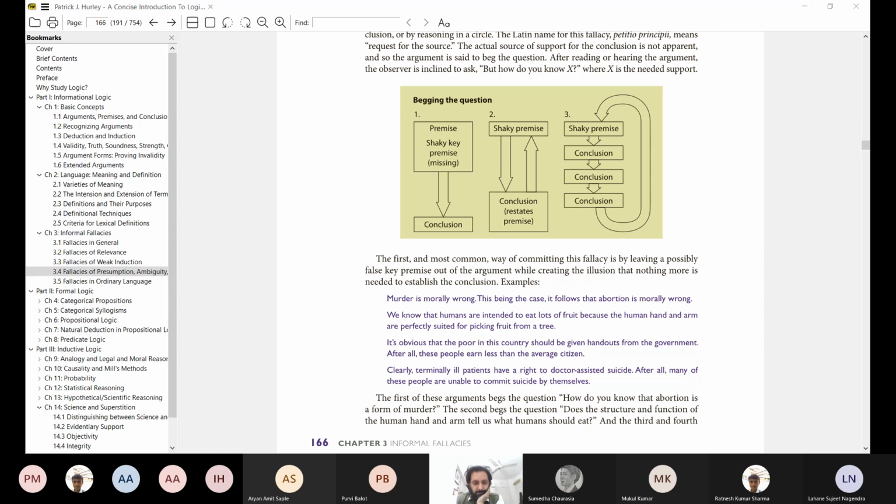Let's go back to these examples. So Aryan, why don't you go? Let's go through a couple of these, and you tell me what is the X or what's the problem. All right. Should I just read all 4 examples? Just after each example, let's have a discussion of the example. So the first example reads, murder is morally wrong. This being the case, it follows that abortion is morally wrong. So what's the X? Here the X would be, why is abortion equal to murder, basically?